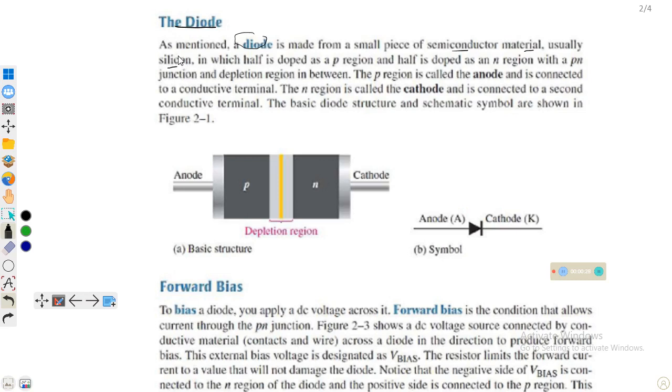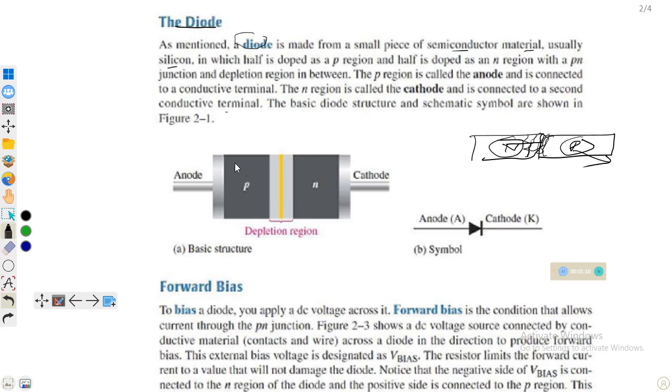It is made of silicon, in which half is doped as the p region and the other half is doped as the n region. It is just a combination of a p region and an n region. On one side we have n-type semiconductor, and on the other side p-type semiconductor, and the depletion region is between them. In between the two sides of the junction we have a depletion region where we have no electrons and no holes, just hills of positive and negative ions, connected as shown in this figure.